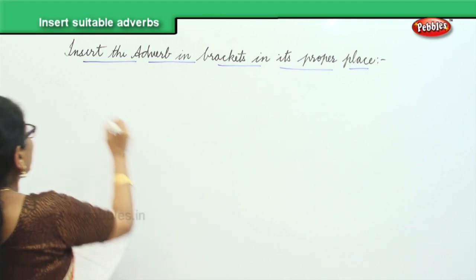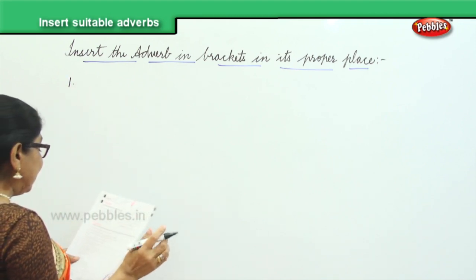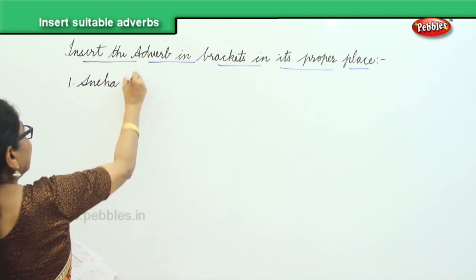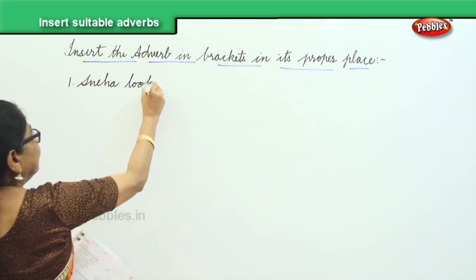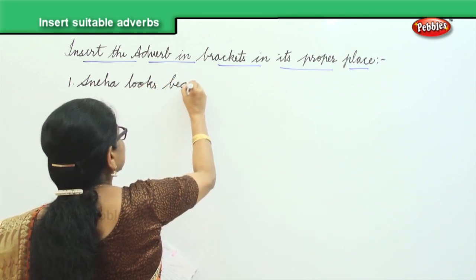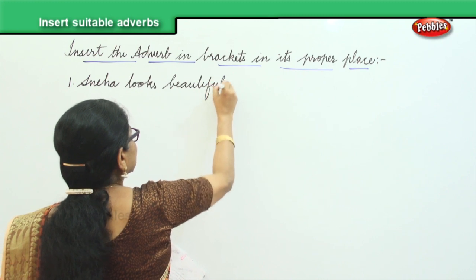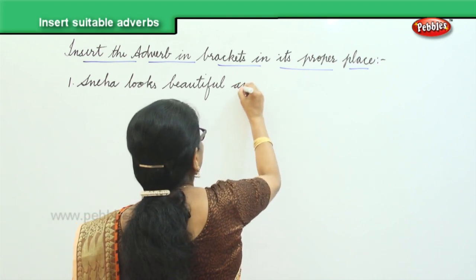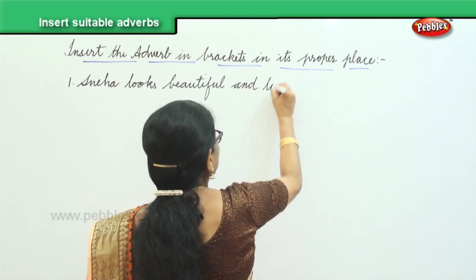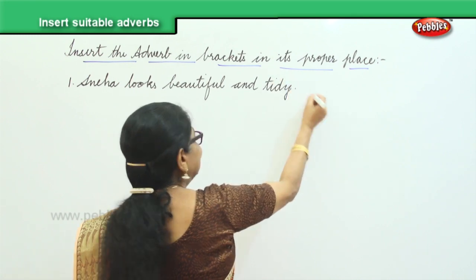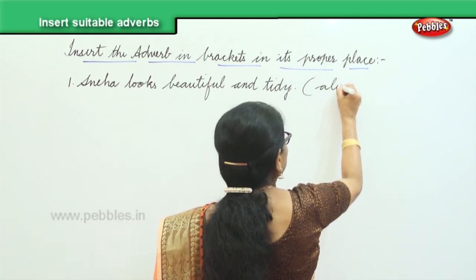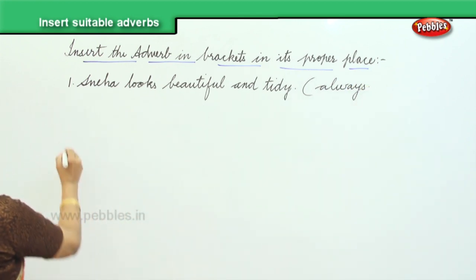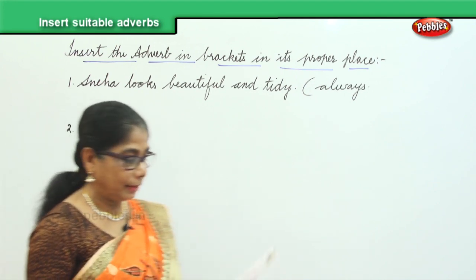First one. Sneha looks beautiful and tidy. That's a sentence, and in the bracket you have always. And the next sentence, we leave space and then we go to that.